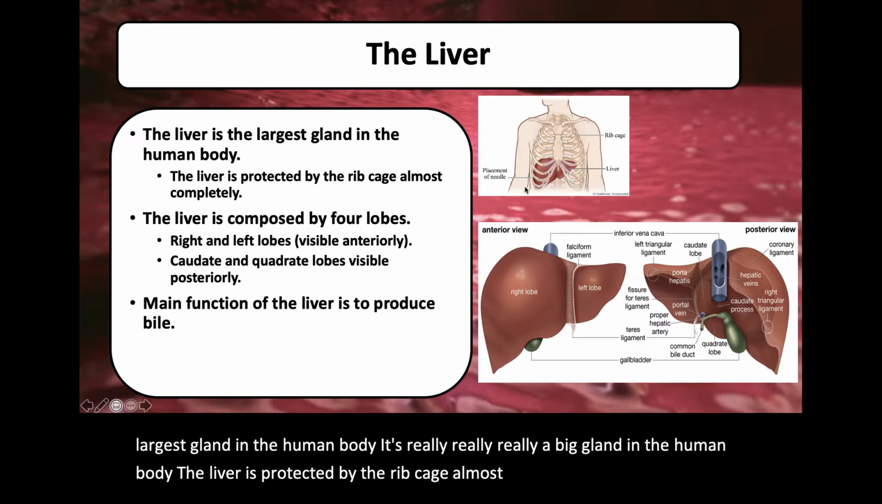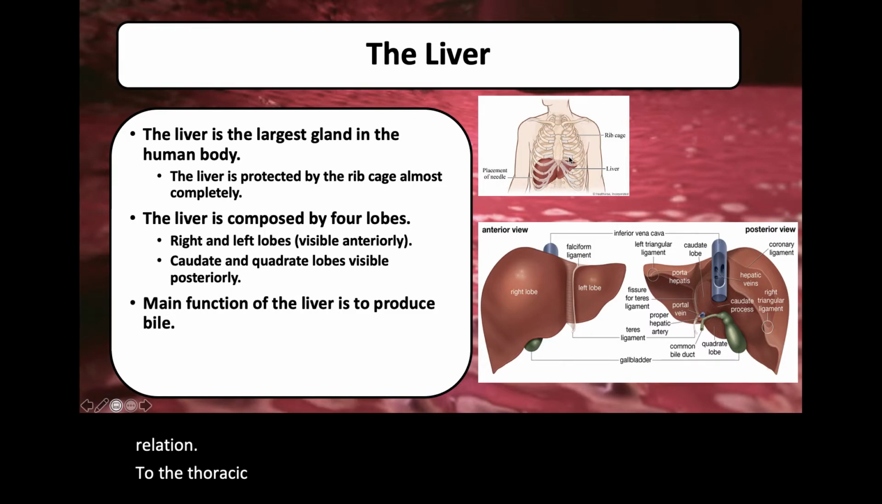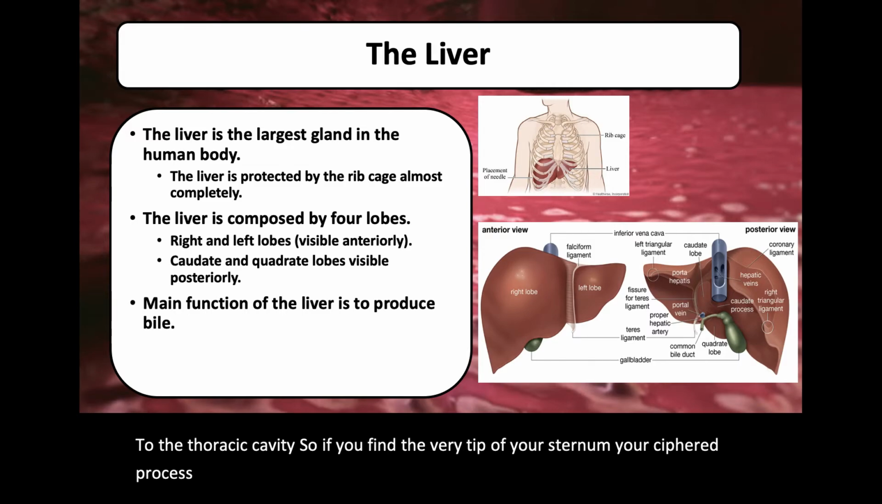So here we can have a picture. In the picture, we can see where the liver is located in relation to the thoracic cavity. If you find the very tip of your sternum, your xiphoid process, behind that xiphoid process is where your liver is going to be located.